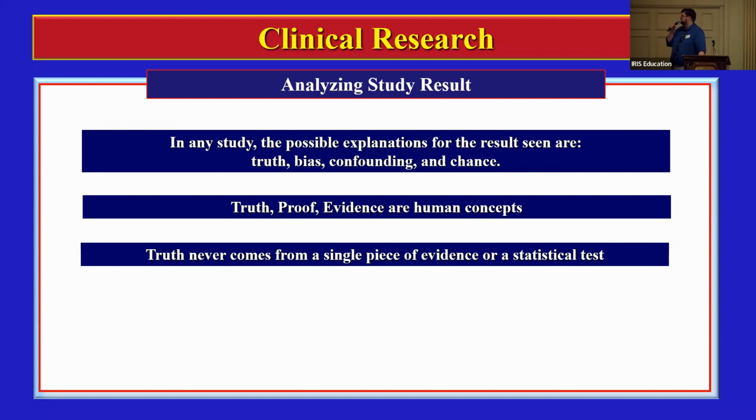So to conclude, there are only 4 possible explanations for the results that you see in a study: truth, bias, confounding, and chance. In research, truth, proof, and evidence are all human concepts. We take things that we observe and then we make conclusions about them. But truth never comes from a single piece of evidence or a single p-value. As much as Dr. Carrico has talked us up as statisticians, the p-value is not some gift from on high that is blessing your study. The truth and knowledge that we have comes from an accumulation of research over time.